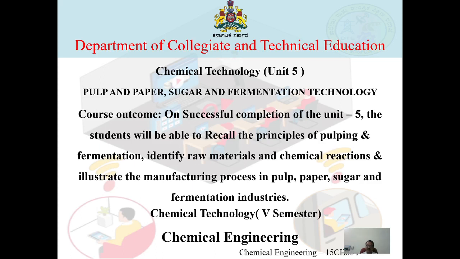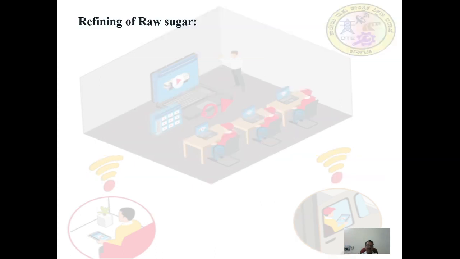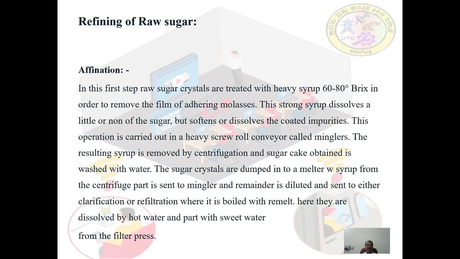In today's session, we will discuss the refining of raw sugar. The refining of raw sugar is done by 2 methods. One is affination and another one is defecation. In affination, this is the first step wherein the sugar crystals are treated with heavy syrup, that is 60 to 80 brix, in order to remove the film of adhering molasses.